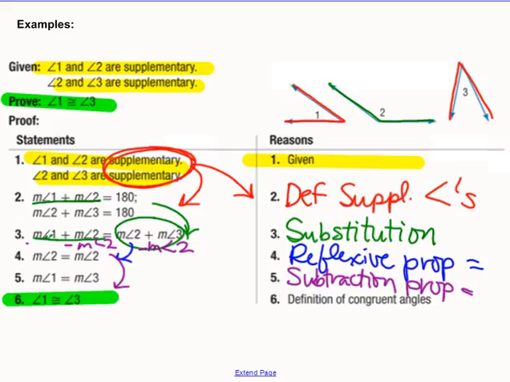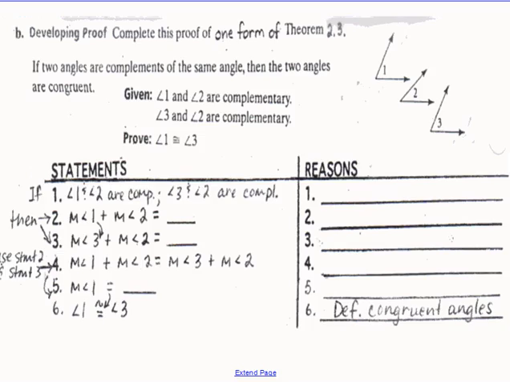And then finally, this last step shows the definition of congruent angles. If we go on to the next proof, we're going to be looking at a different set of angles. And we are looking at the given.